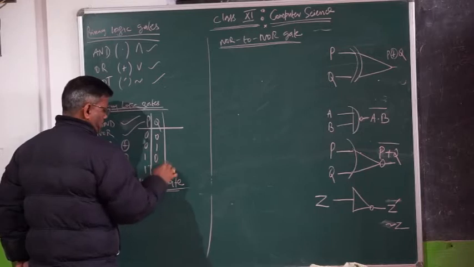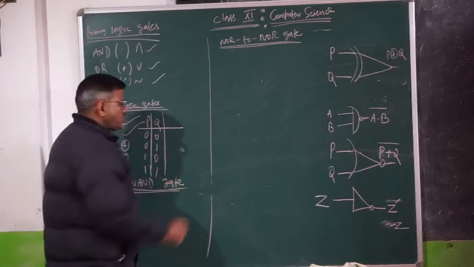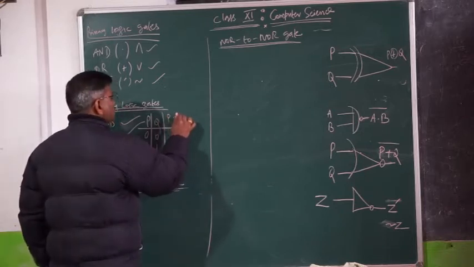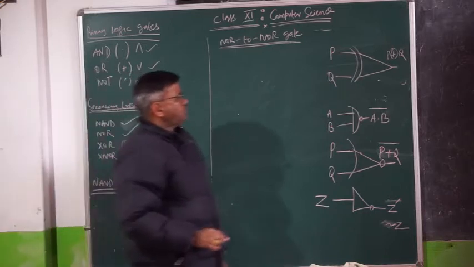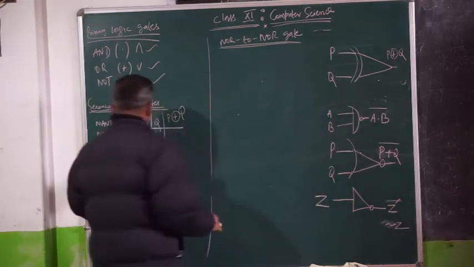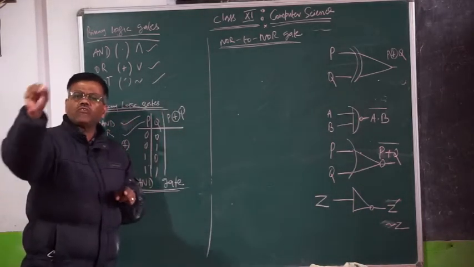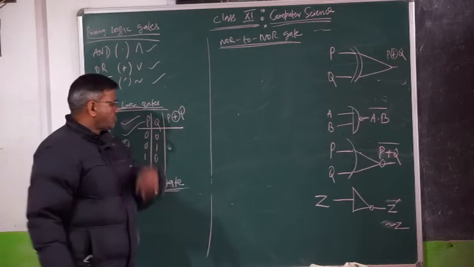00, 01, 01, 11, right? What is this? P XOR Q. How is XOR denoted? XOR is denoted as a plus that is circled. That's called an XOR gate.